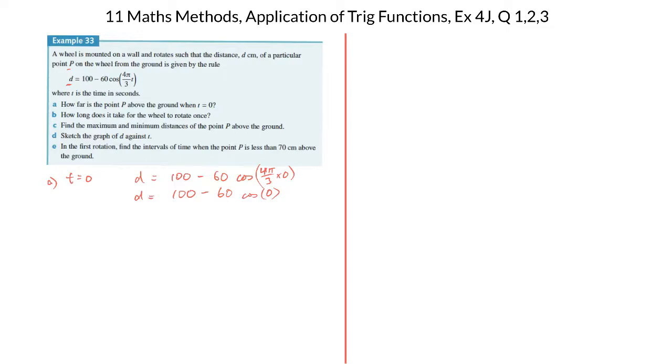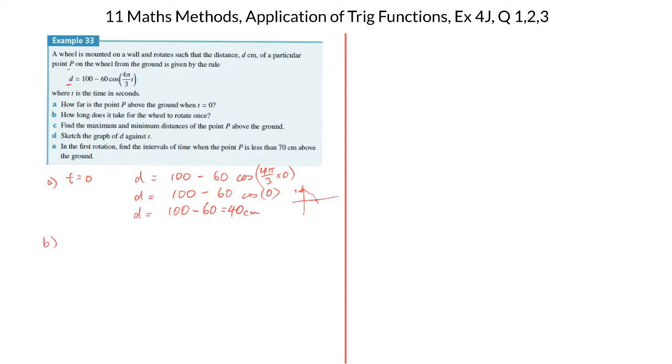Now, for those of you that have gone, oh, well, that's 0 times 60, because the reality, remember, our cos graph starts at 1. So that means at cos of 0, it actually equals 1. So d will be 100 minus 60, which equals 40. And it says that it's in centimetres, so 40 centimetres.